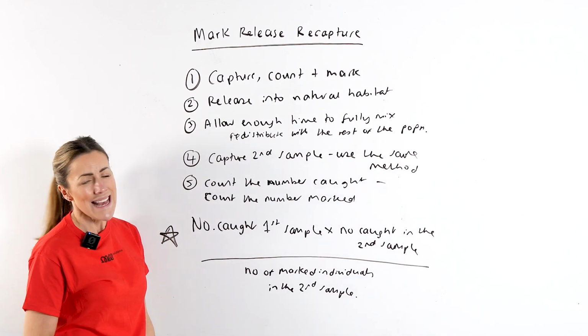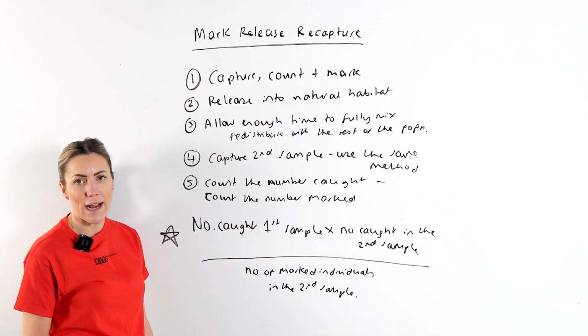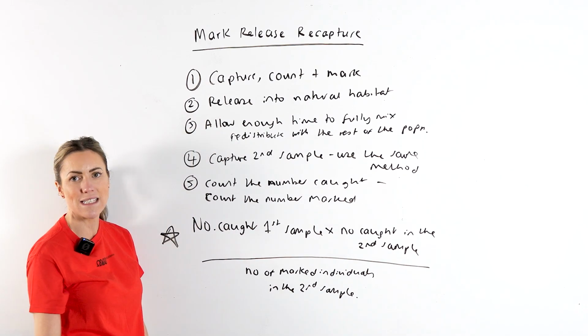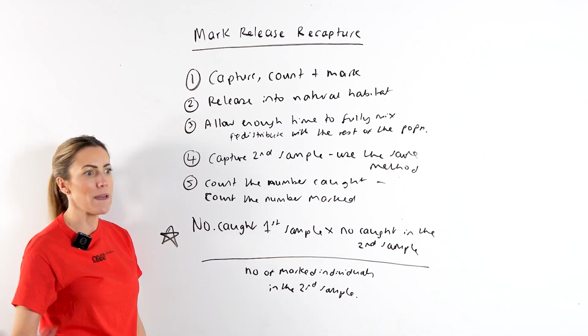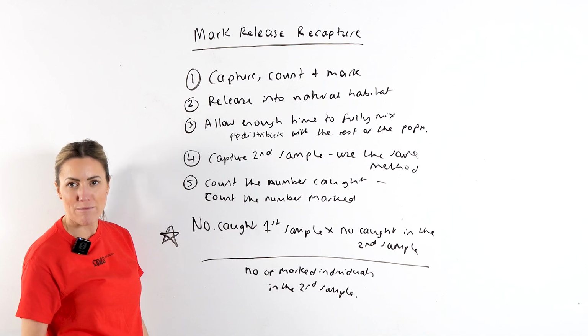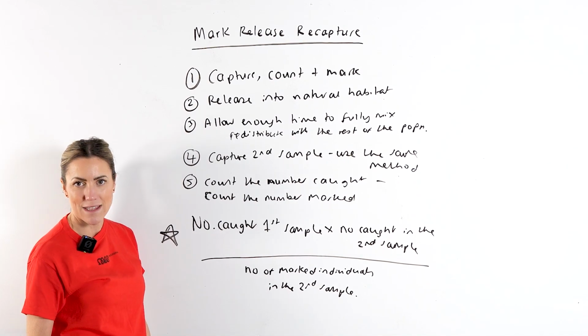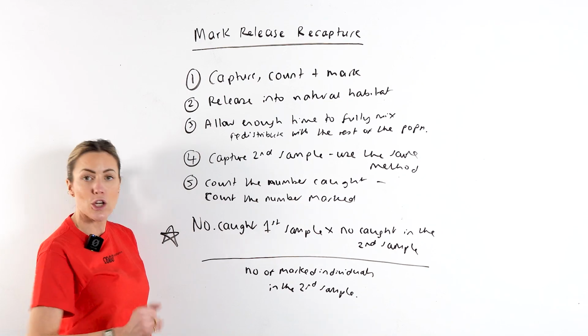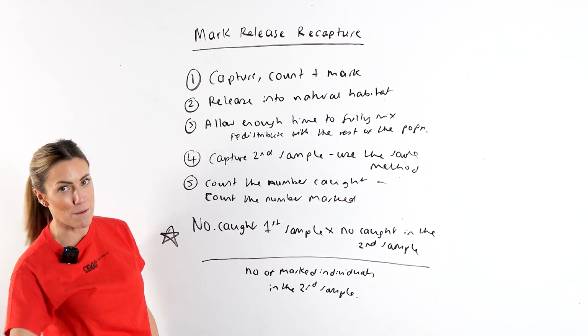And there's assumptions that we're making as well, right? Like we're assuming that in between the time we caught the first sample and the second sample, there's been no births, there's been no reproduction, there's been no deaths. We're assuming there's been no immigration, movement into the population, or migration out of the population.